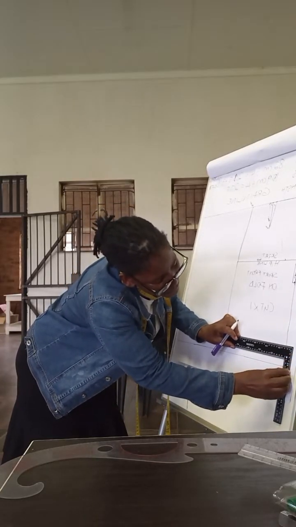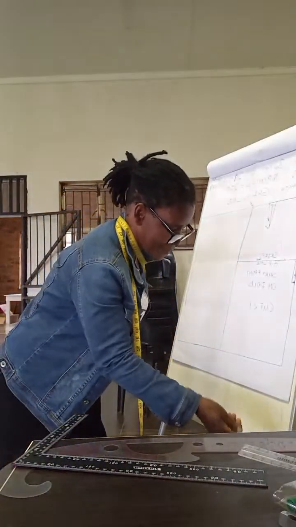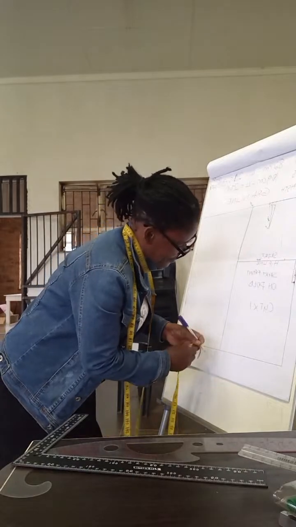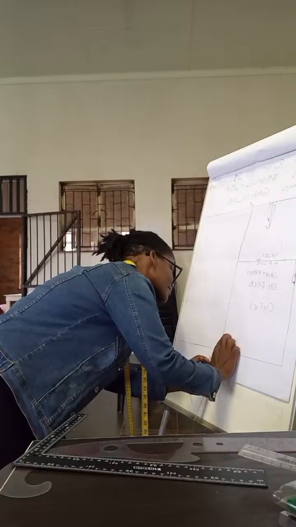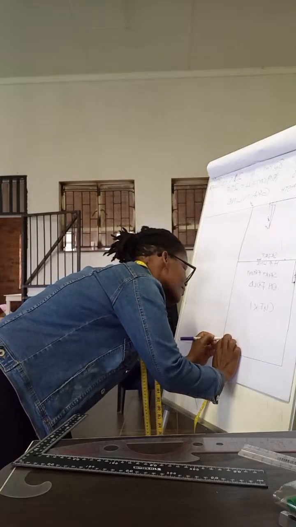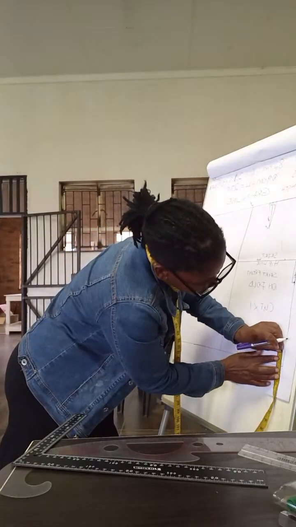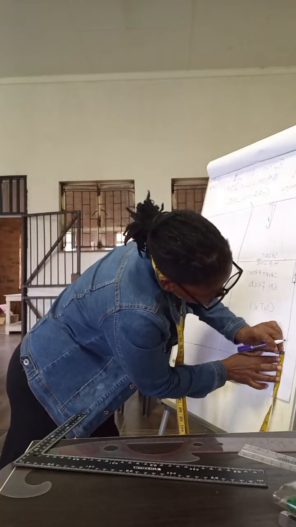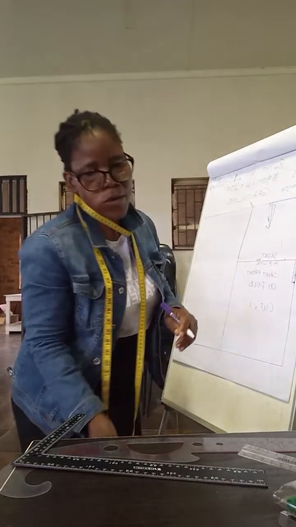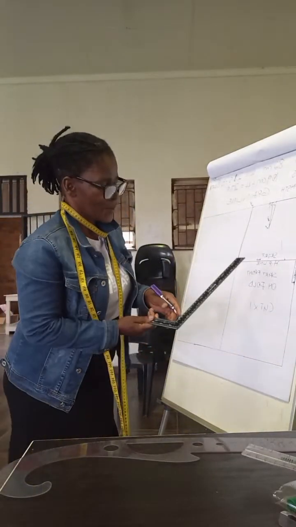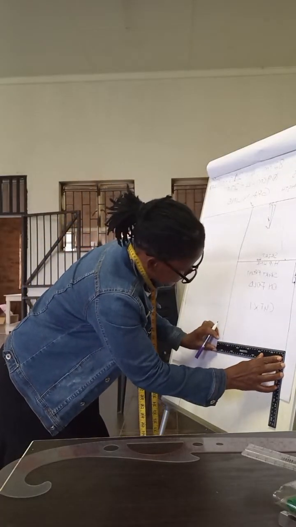Hemline, 4 centimeters. When your skirt is a straight cut skirt or anything like that that is straight, the hem must be 4 centimeters. Your hemline must be 4 centimeters, unless your skirt is a circular skirt or something like that.